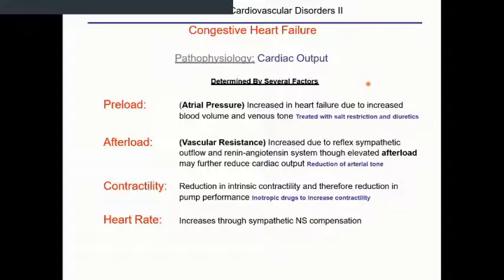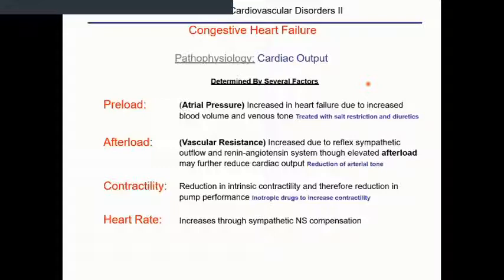This will lead to further reduction in terms of cardiac output. So one of the approaches here will be to reduce the pressure inside your arteries, the arterial system, by reducing arterial tone, and you can do pharmacologic management here.